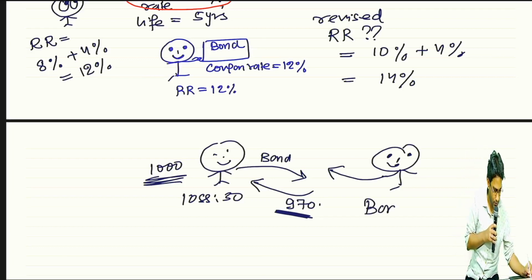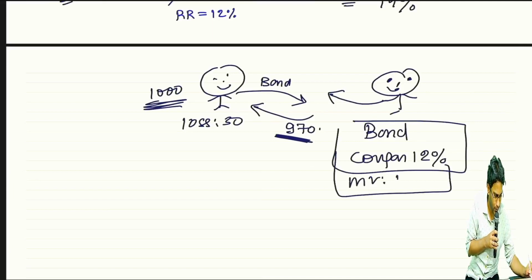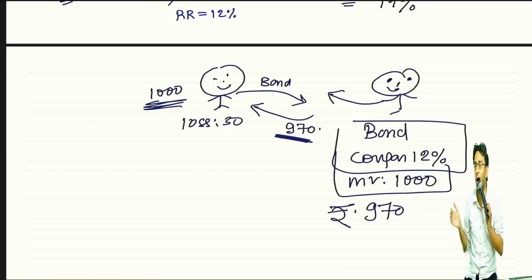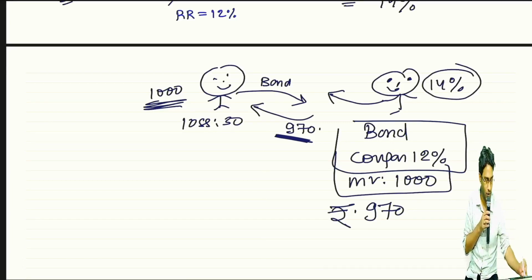Sir, a bond still carries a coupon of only 12%. And ultimately its maturity value is how much? 1,000. But you must realize, this fellow today purchased the bond only at rupees 970. He is not just getting the coupons. This fellow is having a capital gain also. How capital gain? Purchased at 970, ultimately getting 1,000. There is a 30 rupees extra gain also, no? So the coupon 12% plus this capital gain, all put together, this fellow will manage to earn a return of 14%.